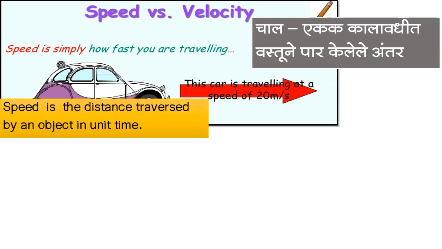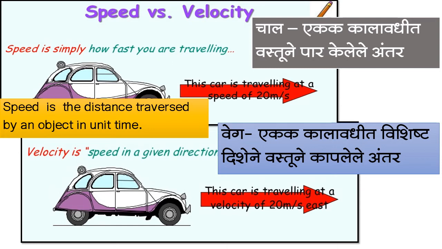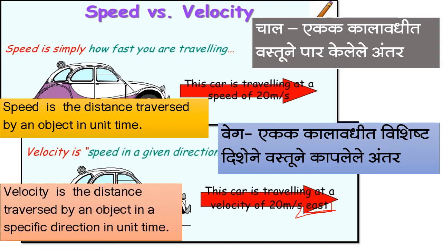एकक कालावधीत वस्तूने पार केलेले अंतर म्हणजेच चाल होय, स्पीड. And what is velocity? So velocity is the speed in a given direction. एकक कालावधीत विशिष्ट दिशेने वस्तूने कापलेले अंतर म्हणजेच वेग होय. Now this car is traveling at a velocity of 20 meter per second east, in the direction of east. So which direction is important for velocity? So velocity is the distance traversed by an object in a specific direction in unit time.